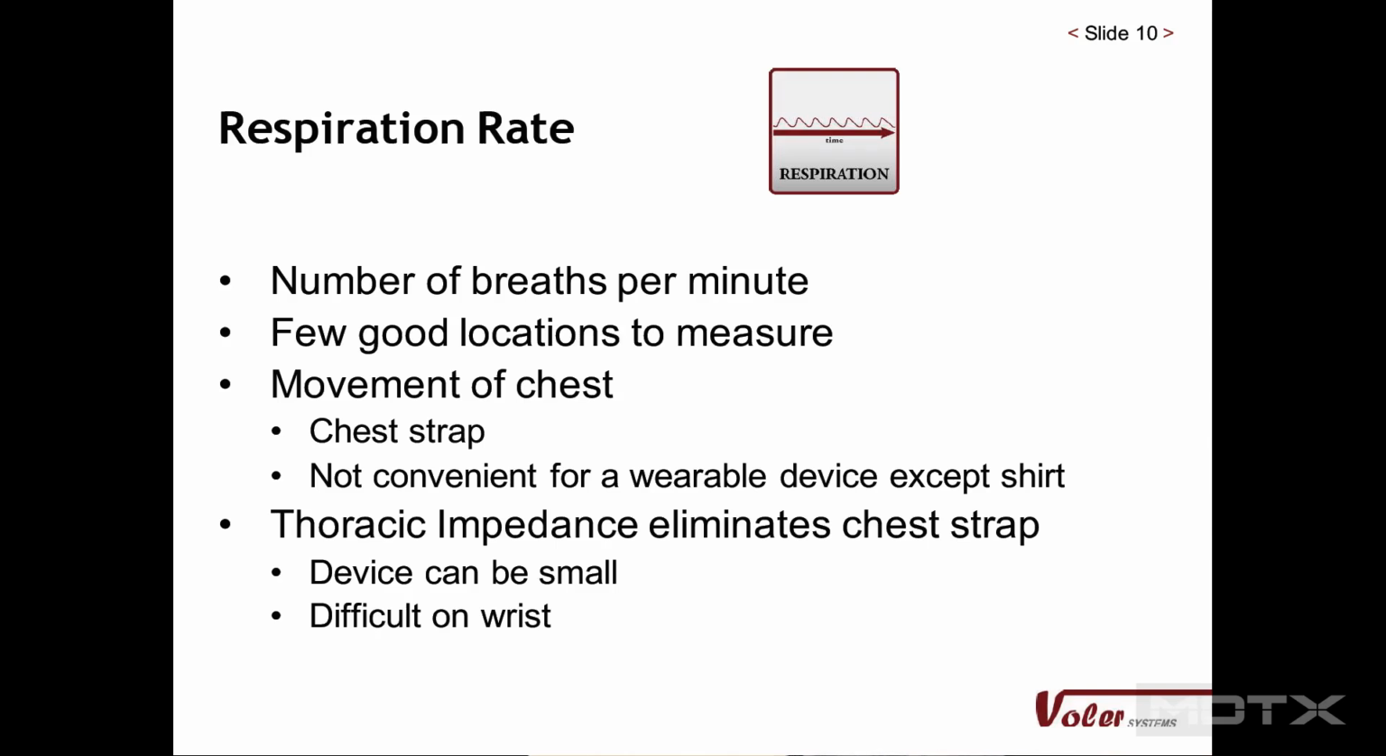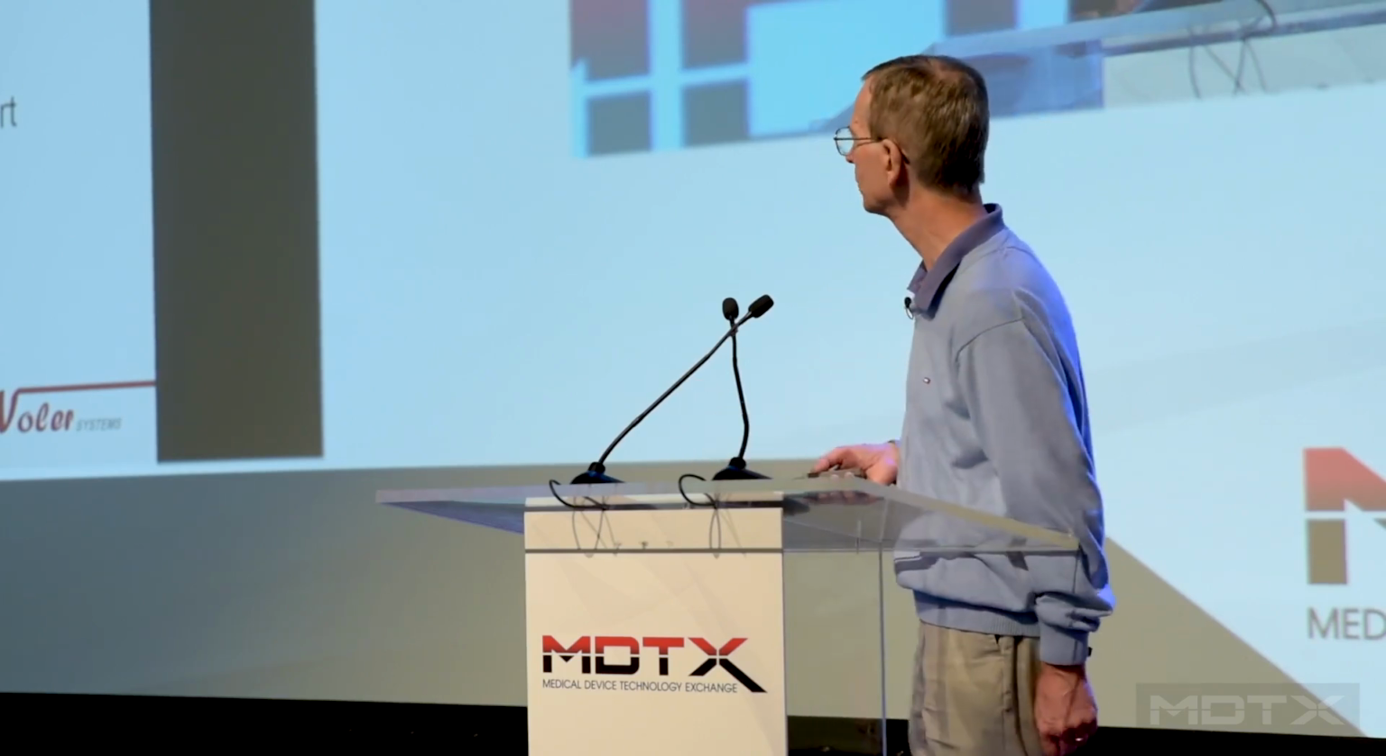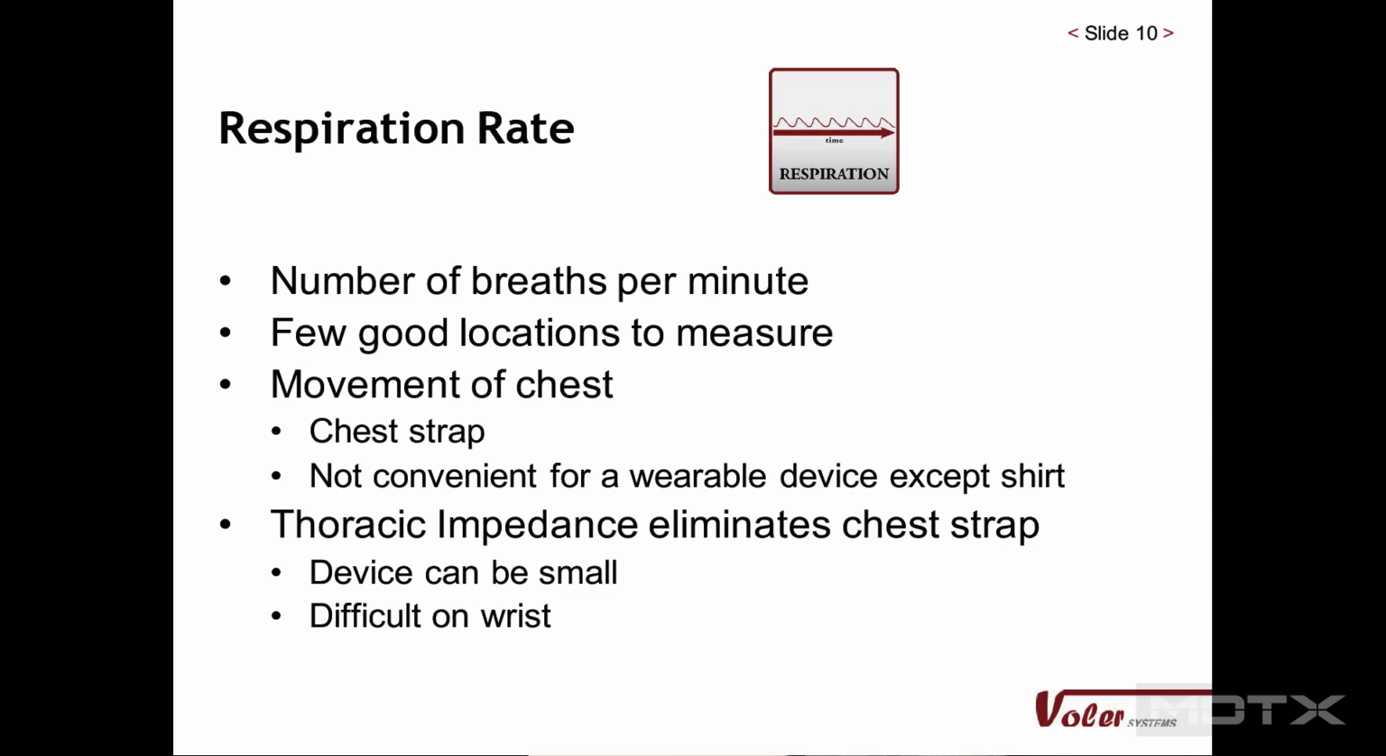Respiration, another important parameter. The gold standard is a chest strap. You measure the expansion of the chest strap. Anywhere else is difficult to do. There's thoracic impedance, which is fairly new. You can measure the electrical impedance of the chest. It changes as the chest expands and contracts. This would work for something that's put on the chest.